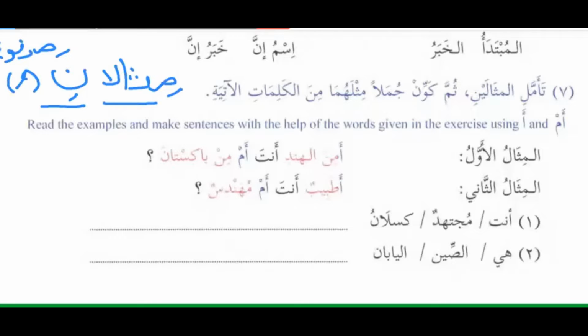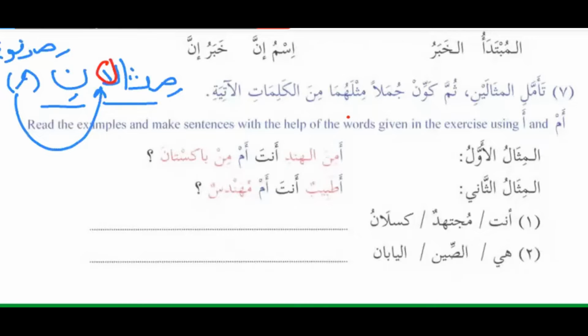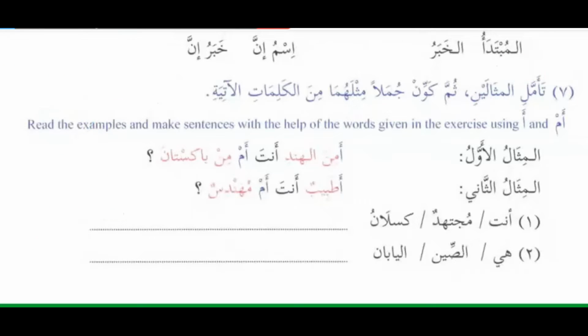So here the sign of dhamma is alif, but here it comes as a maf'ul, and maf'ul comes with a fatah, and the sign of fatah is ya. So simply dhamma will have alif and fatah will have ya. So simply that's why it's misalaini.